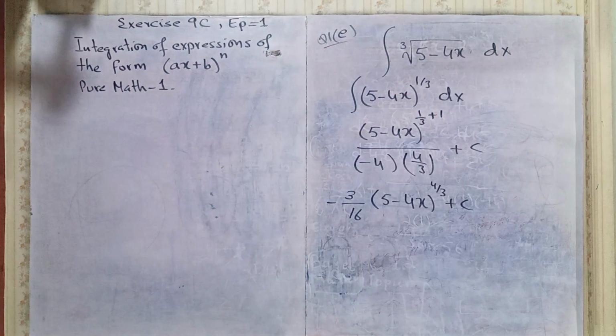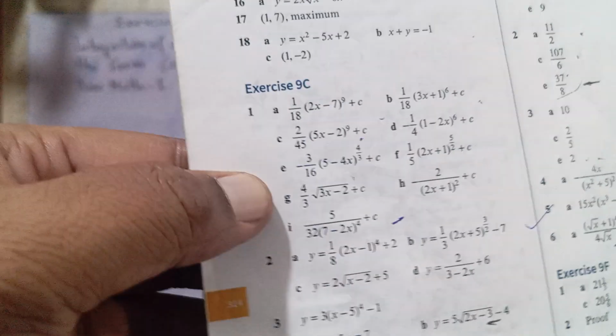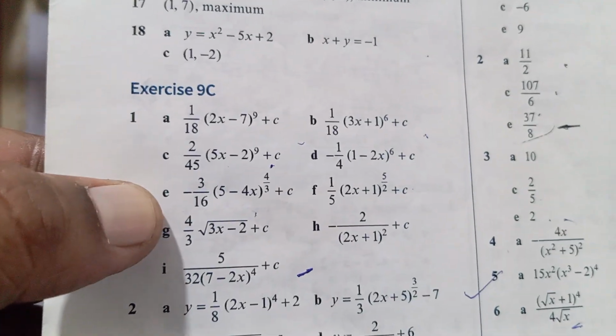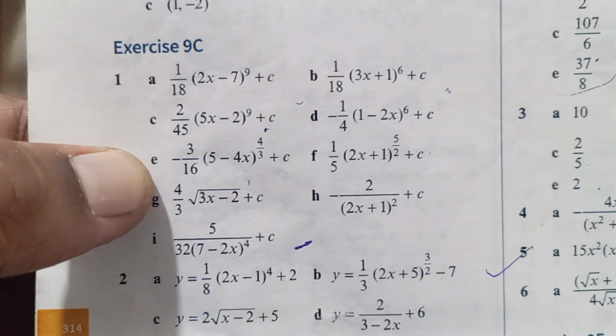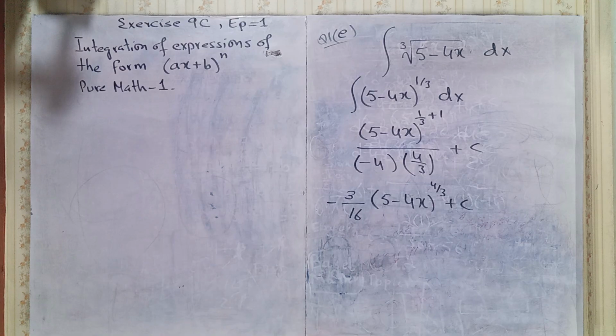Okay. So let me show you how the book has written the answer. The book wrote the answer like this. Our answer is right. So this is how you will do question number 1 and E part.